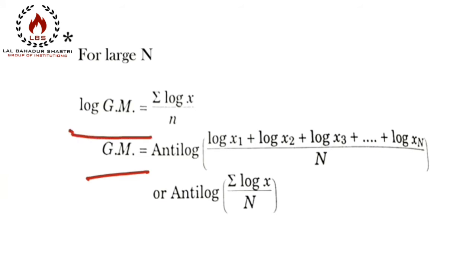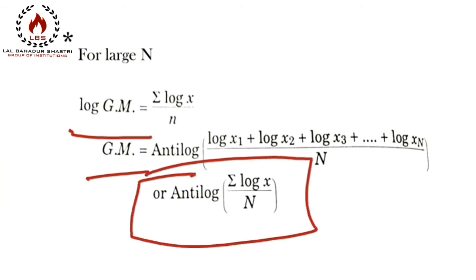is equal to sigma log x by n, or you can write that formula directly, that is geometric mean is equal to anti-log of log x1 plus log x2 plus log x3 plus log xn divided by n. If we summarize the formula, it will be like this: anti-log of sigma log x divided by n.